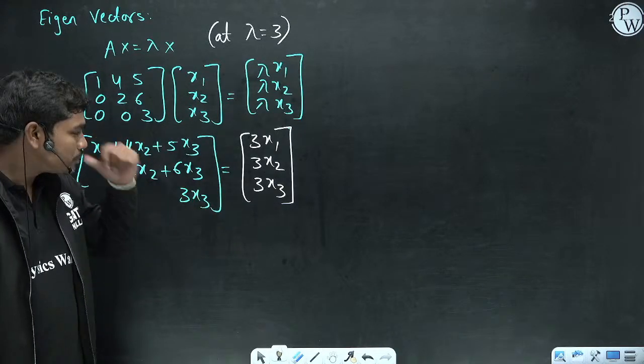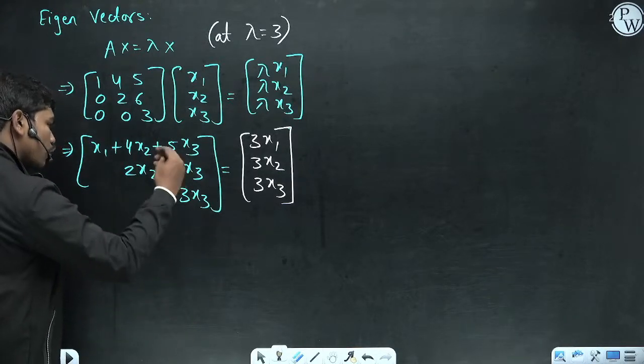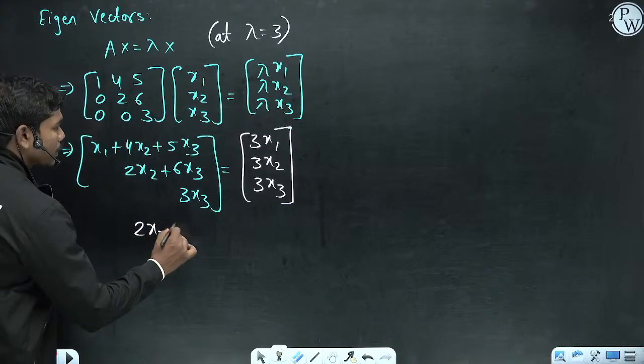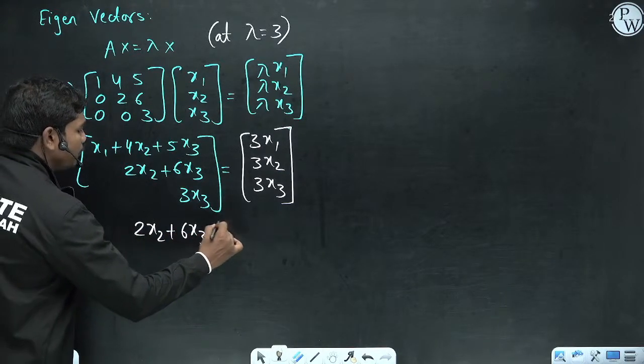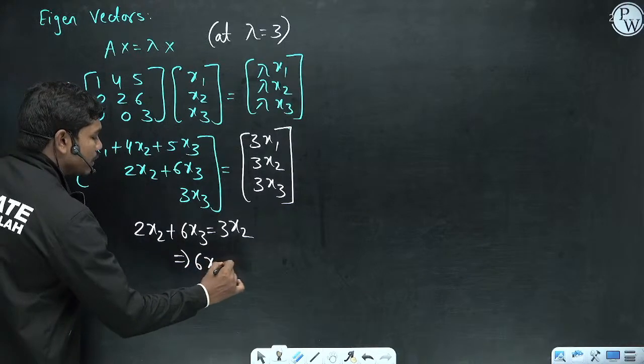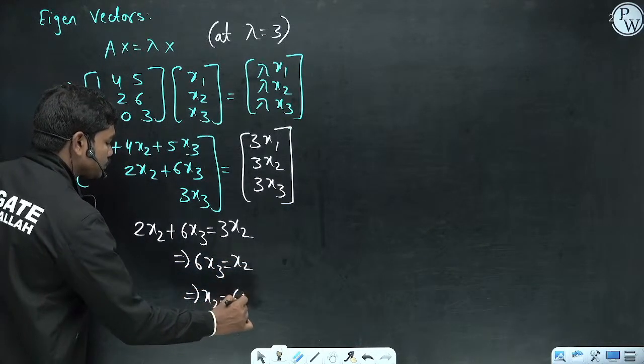Now see here, 3x3 is equal to 3x3. So whatever the value of x3, these two terms are always the same. Then 2x2 + 6x3 is equal to 3x2. So if you shift x2 here, 6x3 is equal to x2. So x2 is 6 times x3.